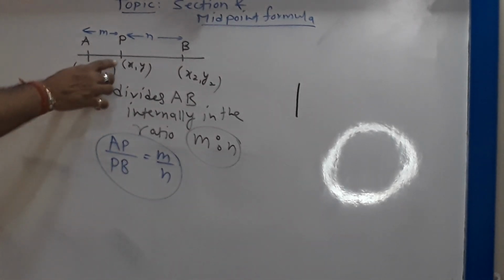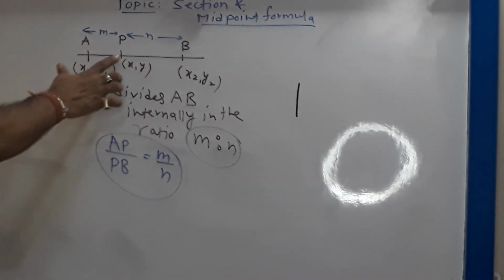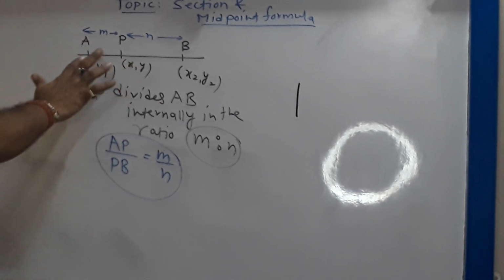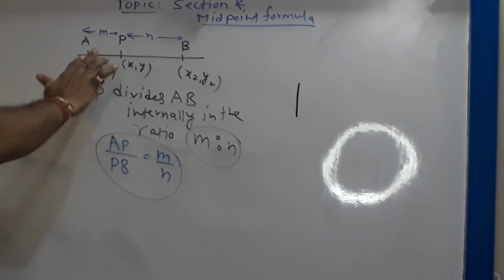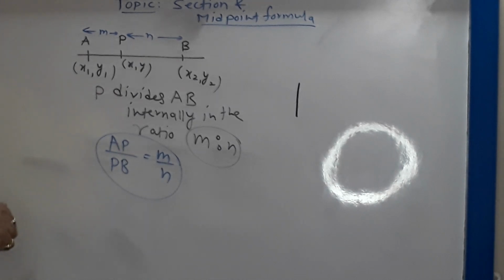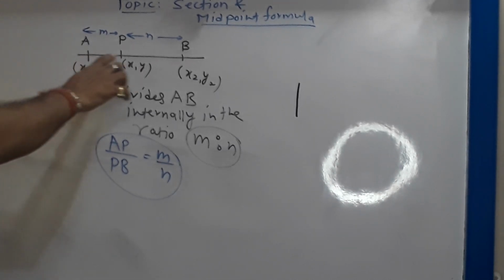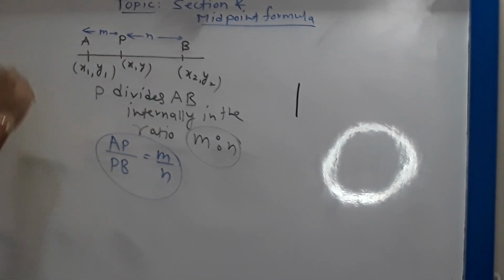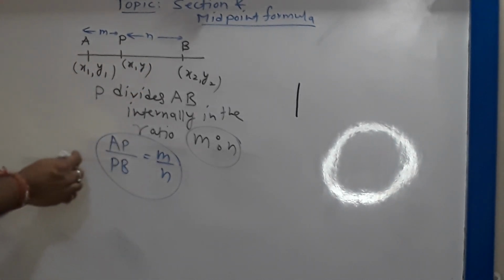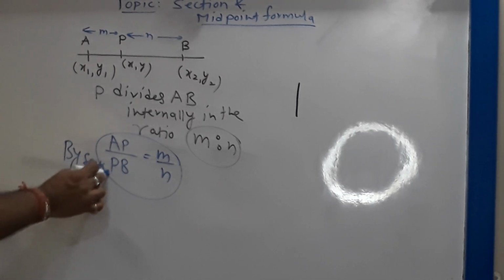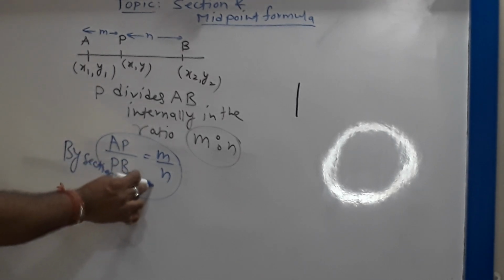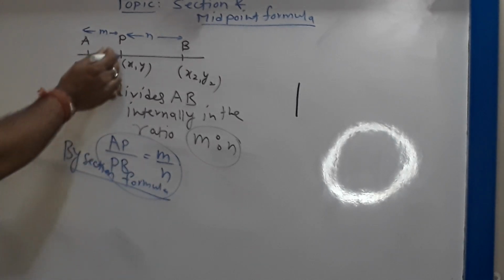P is any point between A and B. So P divides AB internally in the ratio. It is not necessary that P is the midpoint of A and B. P is any point, so we apply the section formula and find the coordinates of P.